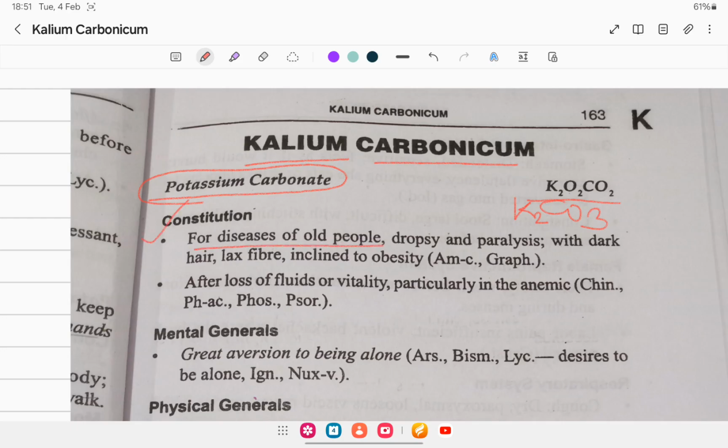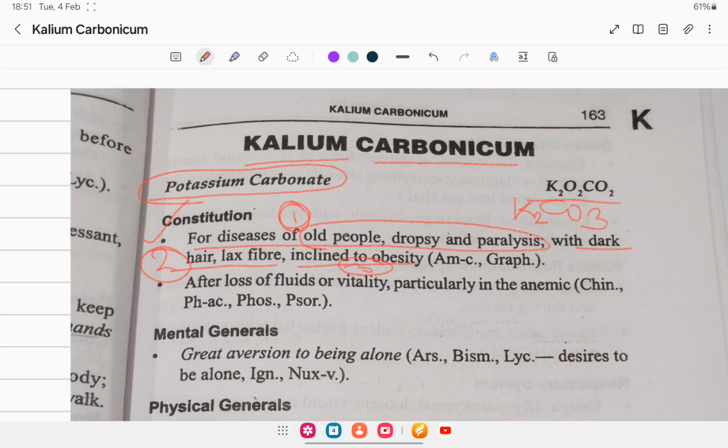Diseases of old people in dropsy and paralysis. Old people with dropsy and paralysis. This is number 1. Dark hair, lax fiber, number 2, and inclined to obesity, number 3. This is of Kalium group constitution. Almost in all Kalium group drugs: obesity, dark hair, lax fiber, old people, dropsy and paralysis for diseases.